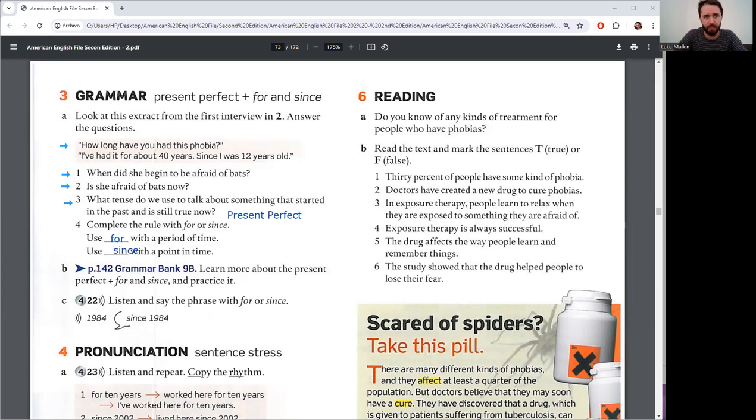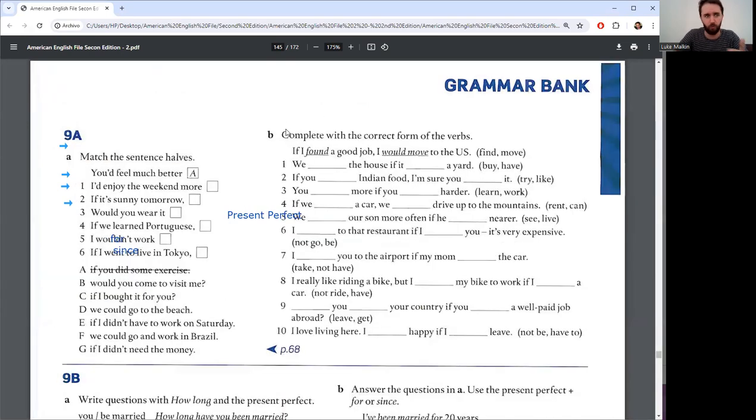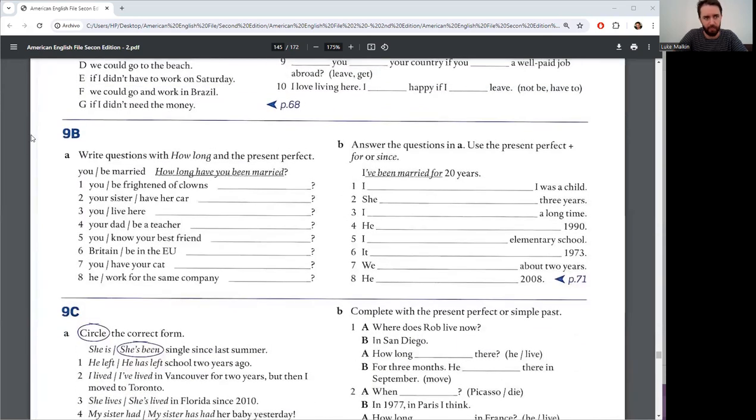Okay, let's practice in the grammar bank. It's page 142 and 143, part 9b. So for grammar, we look at the present perfect. And to remember, present perfect is past, but general. It's also the past connected to the present. So no specific times, like yesterday or last year. That's past simple. We want present perfect to connect the past and present.